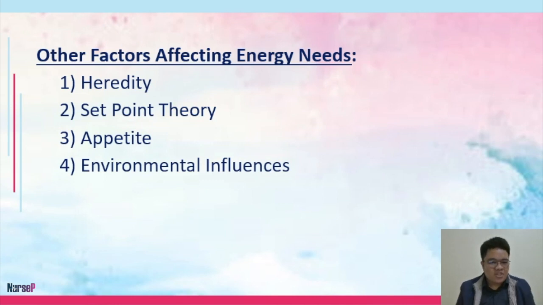According to the set point theory, there is a set point when it comes to our body weight. Okay? They say that the body weight is regulated at a predetermined or preferred level by a feedback control mechanism. This theory proposes that there is a set point for our weight, and the chemicals in our body would try to maintain this set point through feedback control mechanism. Then you have your appetite, and you also have your environmental influences. As mentioned, a hotter environment would lead to a higher need for energy.